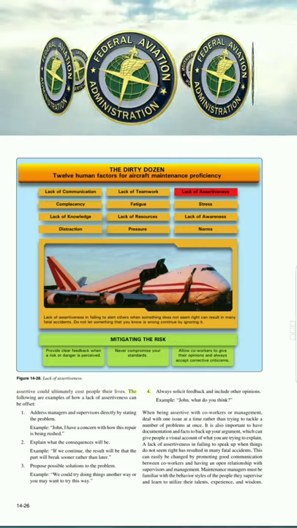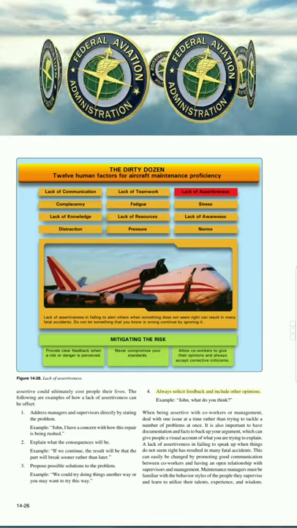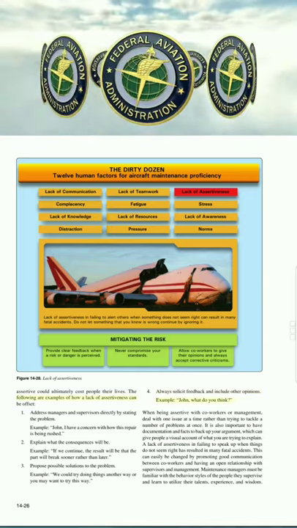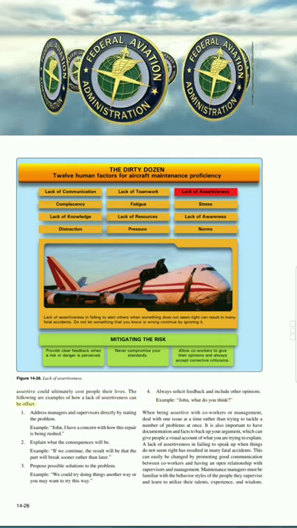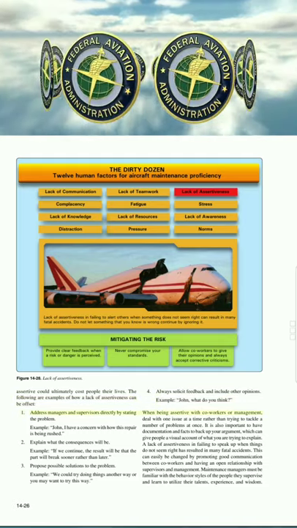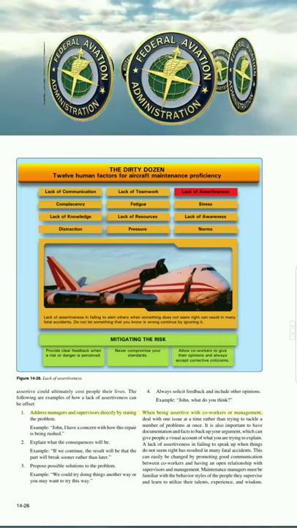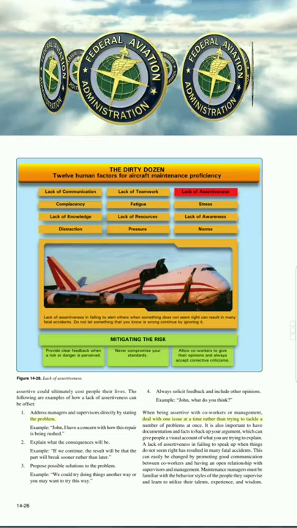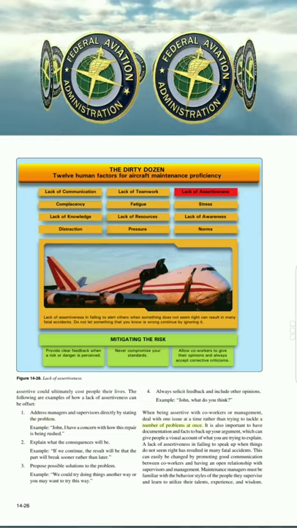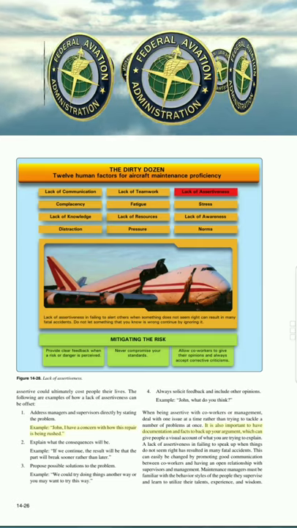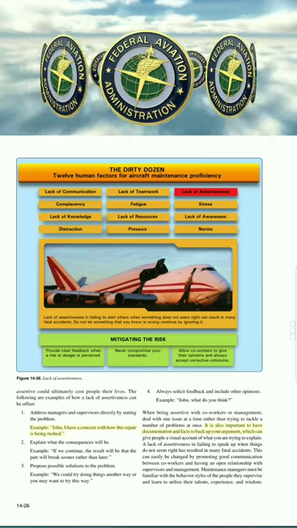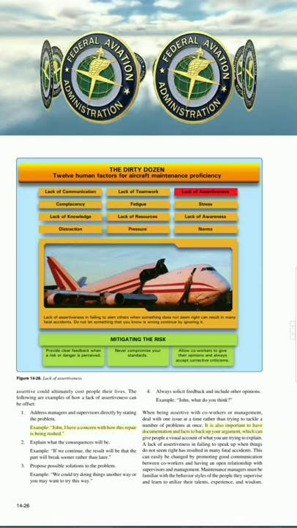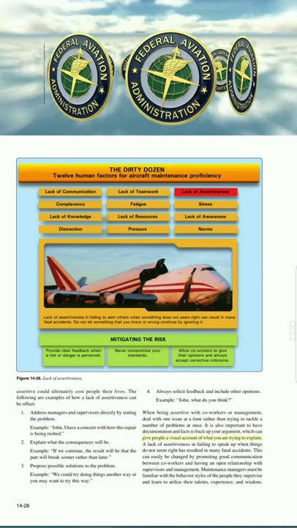Always solicit feedback and include other opinions. Following are examples of how a lack of assertiveness can be offset. 1. Address managers and supervisors directly by stating the problem when being assertive with co-workers or management. Example: John, what do you think? John, I have a concern with how this repair is being rushed. Deal with one issue at a time rather than trying to tackle a number of problems at once. It is also important to have documentation and facts to back up your argument. Give people a visual account of what you are trying to explain.